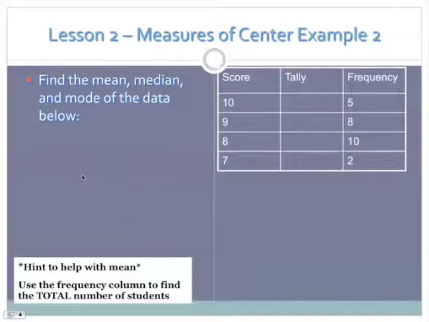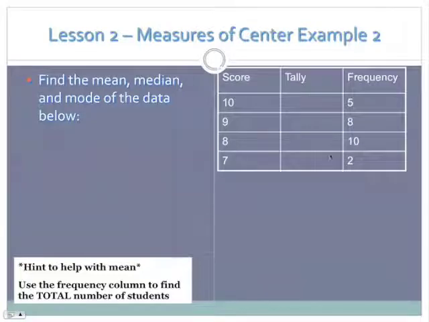All right, example 2. This example looks at a frequency table. Let's read the directions together. It says, the table below represents the number of goals players on a soccer team scored in a season. And you can see the score and the frequency.